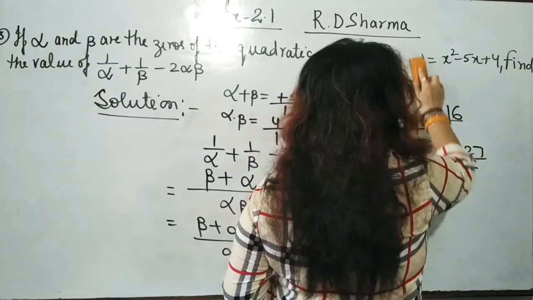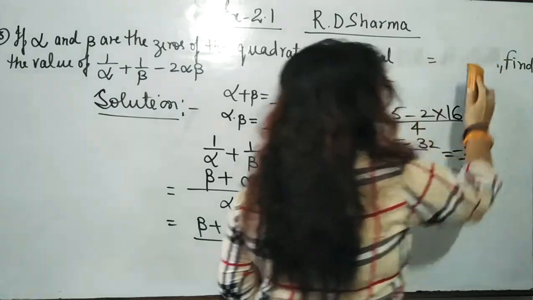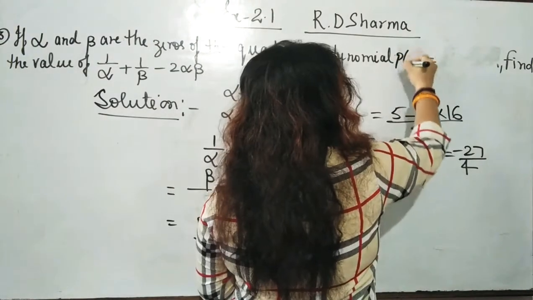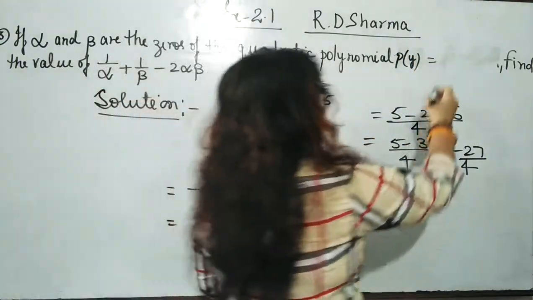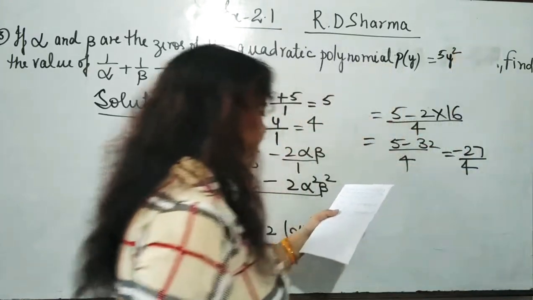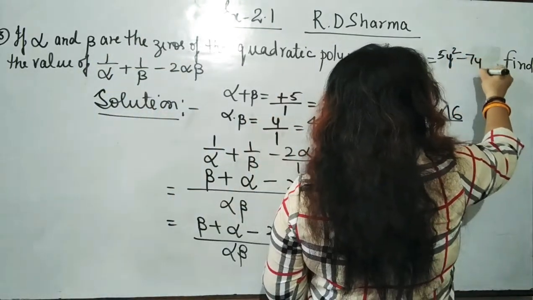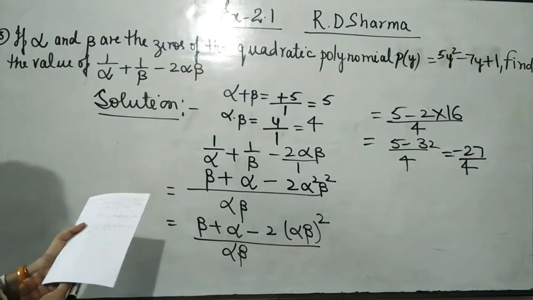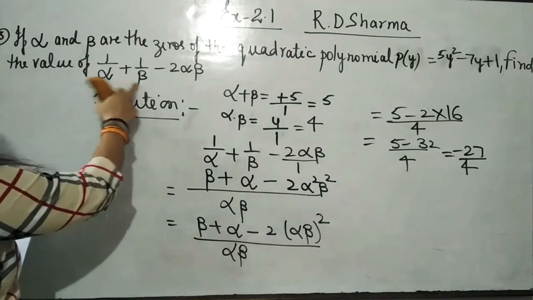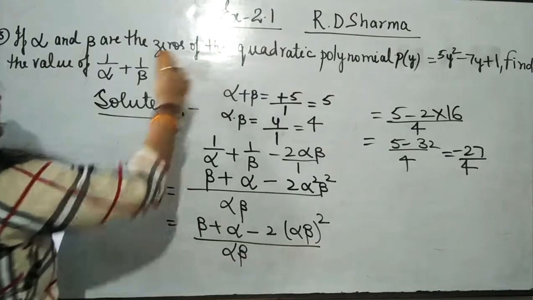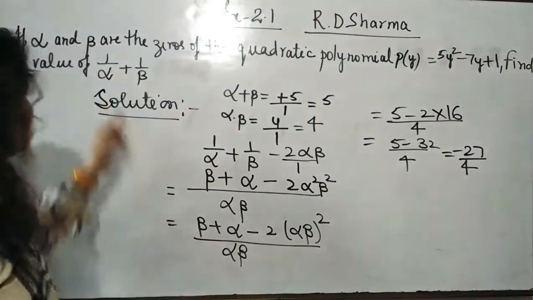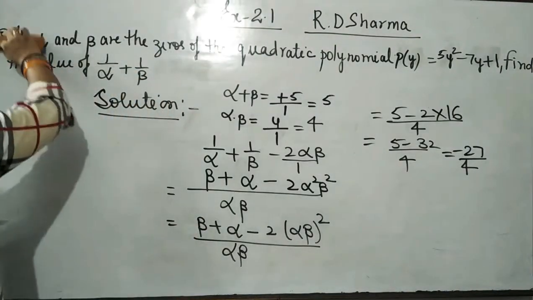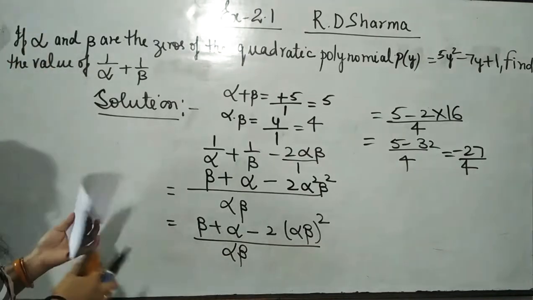So now here I'm writing p(y) is equal to 5y squared minus 7y plus 1. Find the value of 1 upon alpha plus 1 upon beta. This is the easy sum, because we only have to calculate the value of 1 upon alpha plus 1 upon beta. This is our sum number 4.